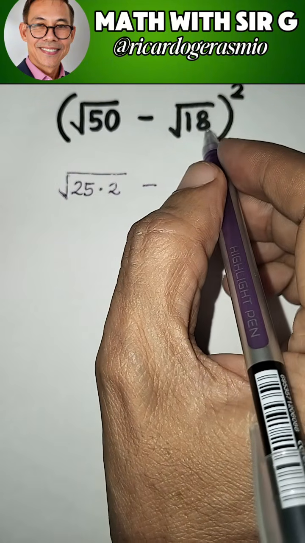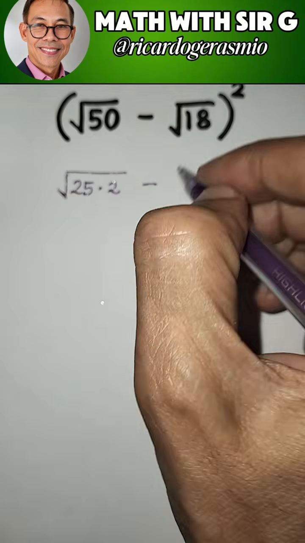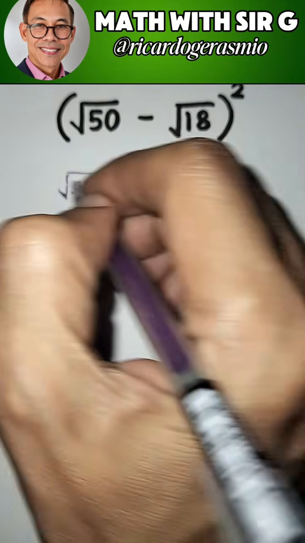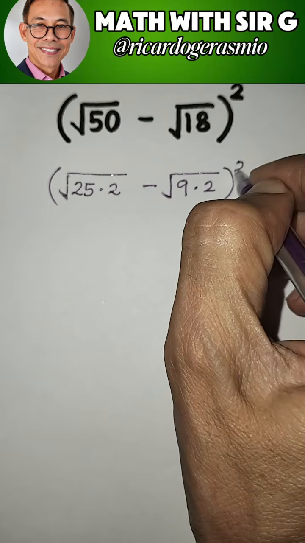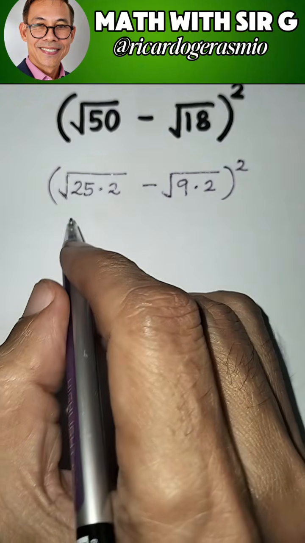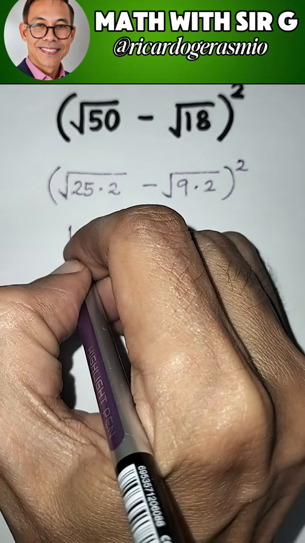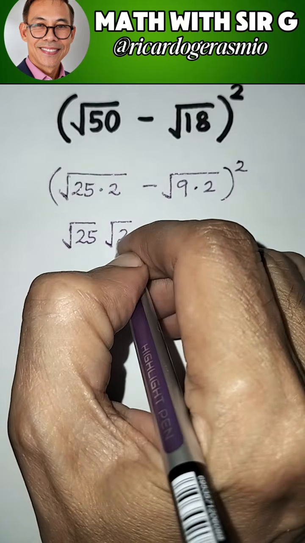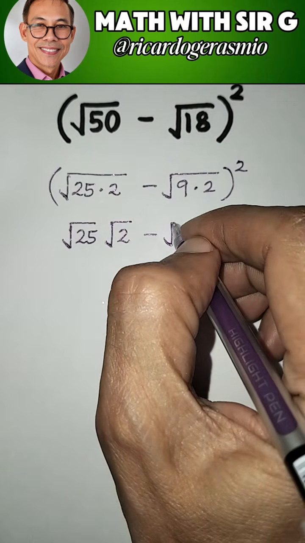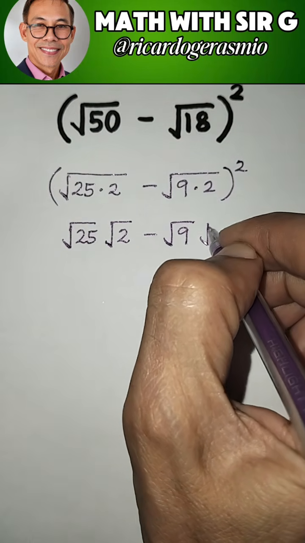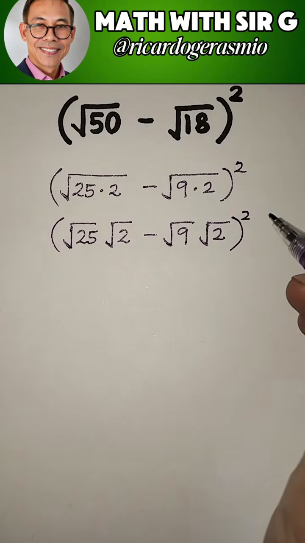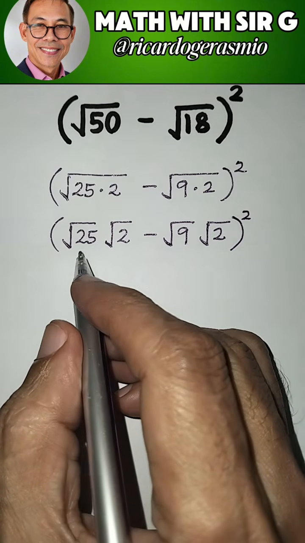Since this is not a perfect square, we need to split this into two factors, and they are 9 times 2, and then the square of 8. So let's continue. So let's have the square root of 25, the square root of 2, minus the square root of 9, the square root of 2, then the square of 8.